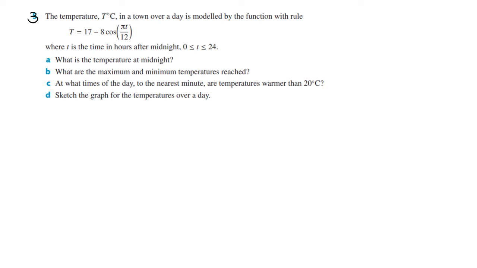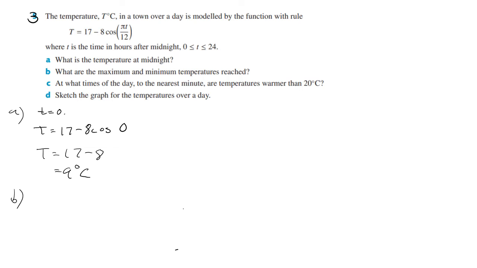Okay, so saying what is the temperature when T equals 0? Because T is hours after midnight, to find the temperature at midnight, we substitute T equals 0. So T equals 17 minus 8 cos 0. Cos 0 is 1. So T equals 17 minus 8, which is 9 degrees. Part A finished. Part B.